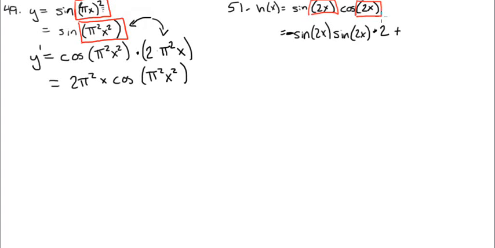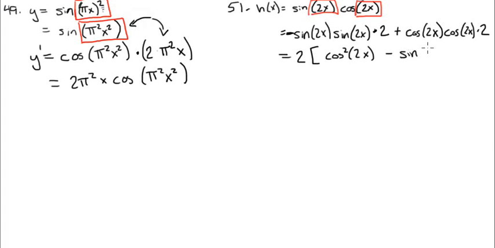And then I add to this, well, last time I held sine of 2x constant, so this time I'll hold cosine of 2x constant. And then I multiply by the derivative of sine of 2x, which is just cosine of 2x, times the derivative of 2x, which is just 2. So I have a 2 that's in common between the two of these guys. I have a 2. And then I have a cosine of 2x quantity squared minus a sine squared of 2x.